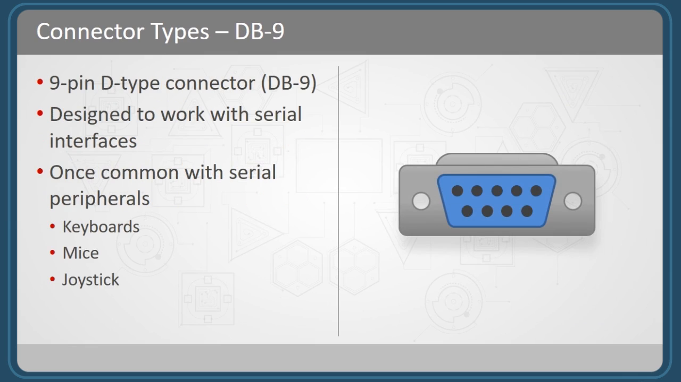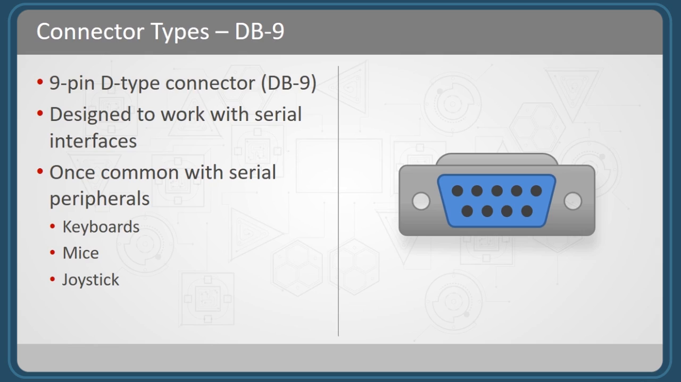The DB9 connector, in this case, is a 9-pin connector. You can count the actual pins there, and there are 9 of them. And the D actually tends to refer to the fact that if you were to turn this connector on its side so that it was vertical, the blue portion there would actually look a little bit like the letter D. But this was designed to work with simple serial interfaces, often known as COM ports as well.